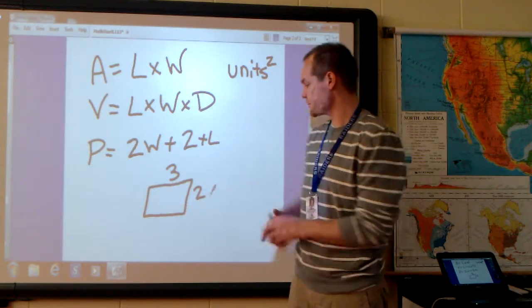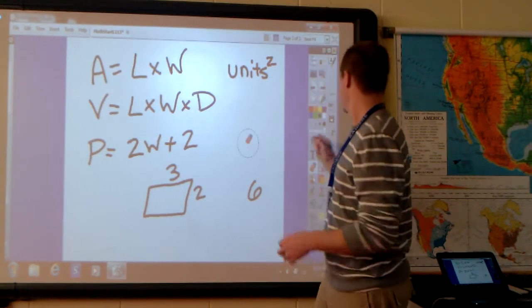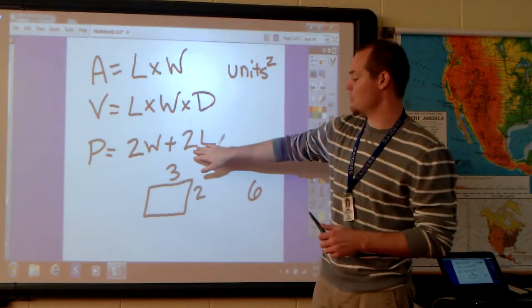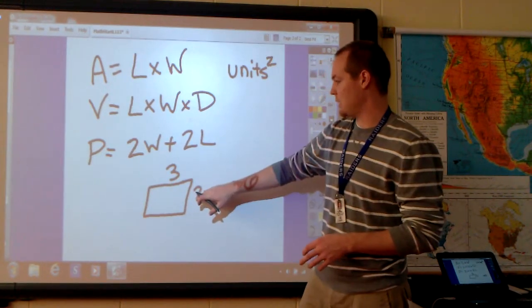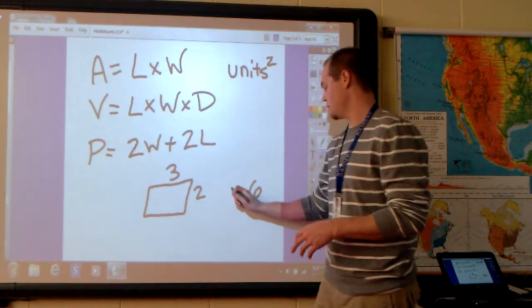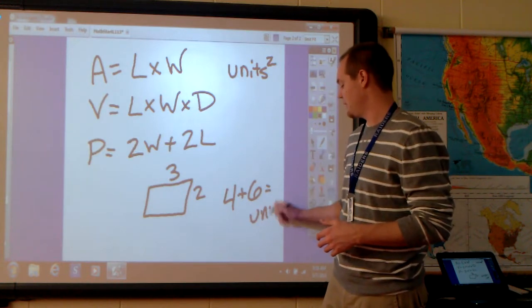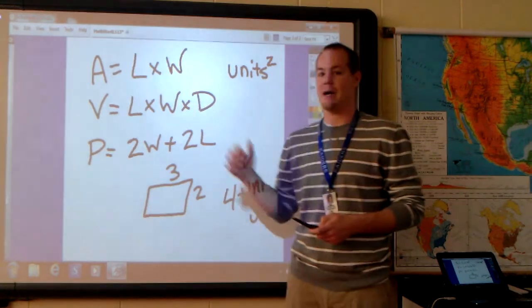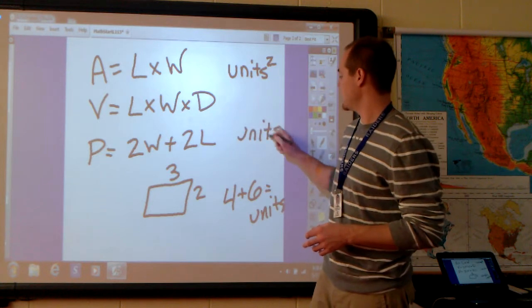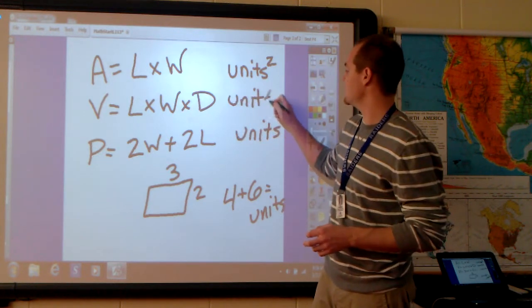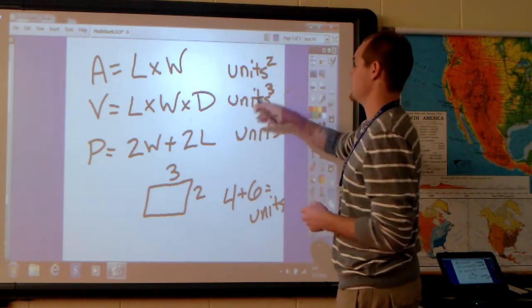So 3 times 2 is 6. Okay, so 3 times 2, the 2 times the length is 6. If we add that to the width of 2 times 2, we get 4. Our perimeter is just units. Remember, if it's centimeters, inches, feet, miles, you don't square it. Okay, so units. And then getting back to volume, remember that volume is units cubed. They're typically three-dimensional objects, so they'll be units cubed.